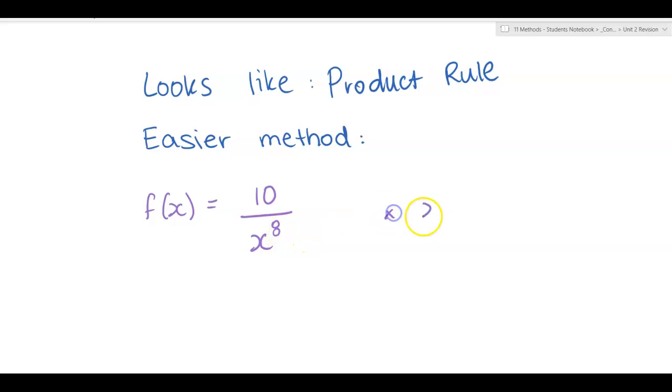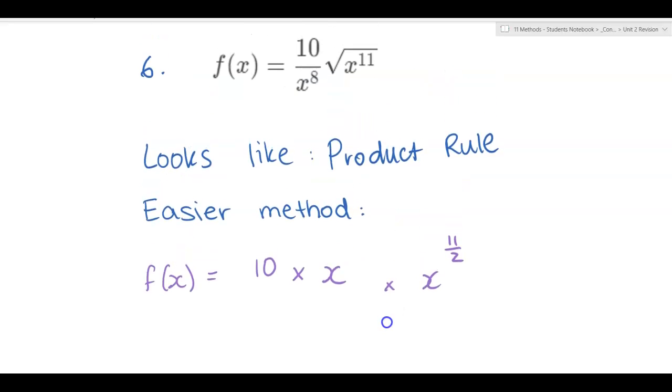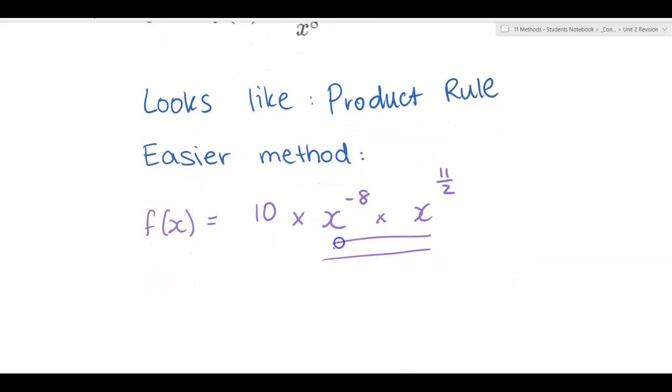Okay, so we've got times by x to the power of 11 over 2. Now, 10 divided by 8 to the power of x is the same thing as 10 times x to the power of what? Okay, x to the power of minus 8. There we go. All right, now I have the same bases here with my x's. So what do I do with their powers? Add them.